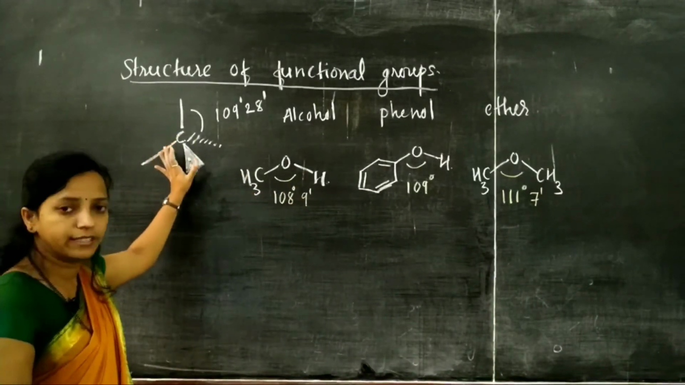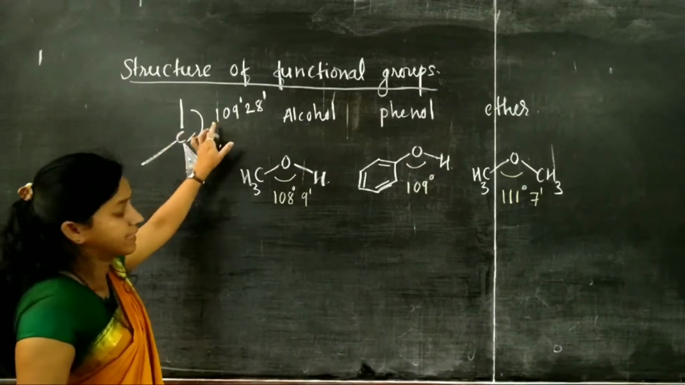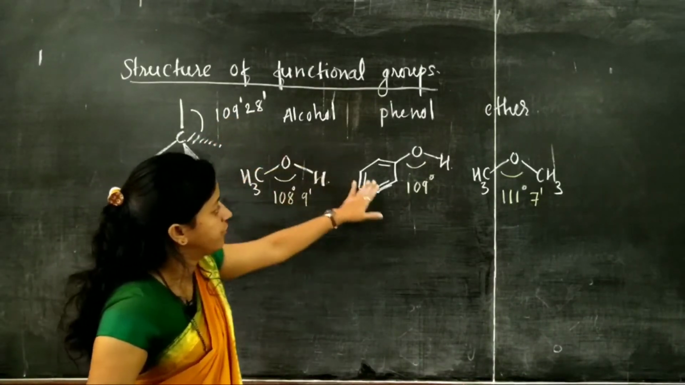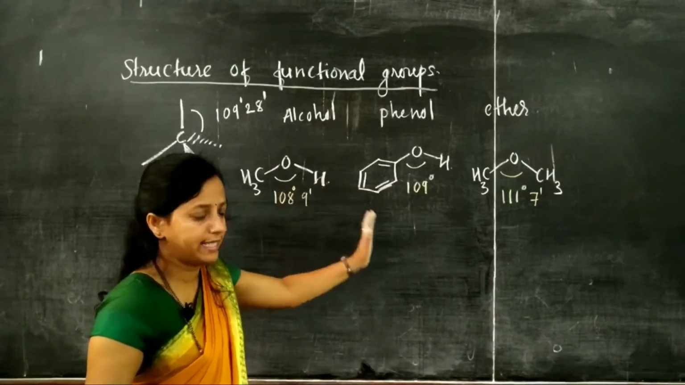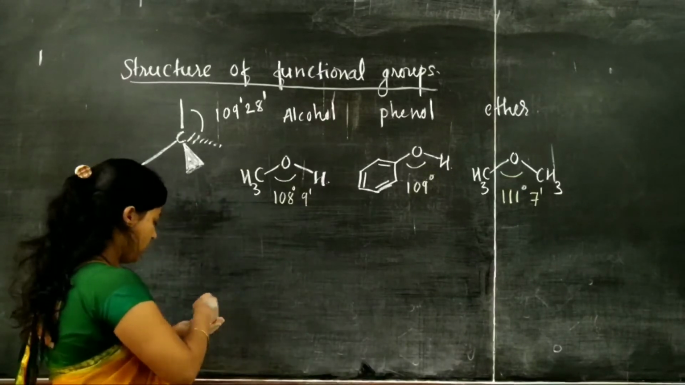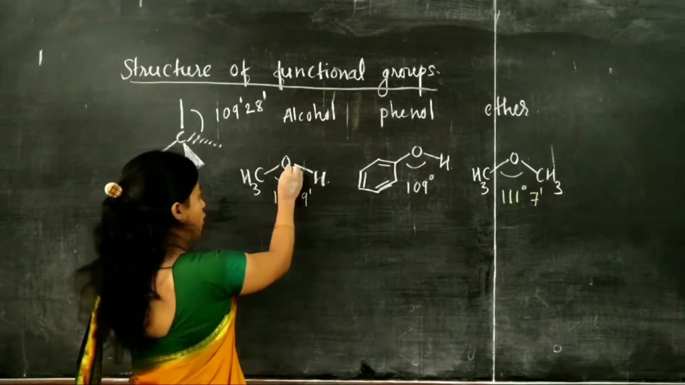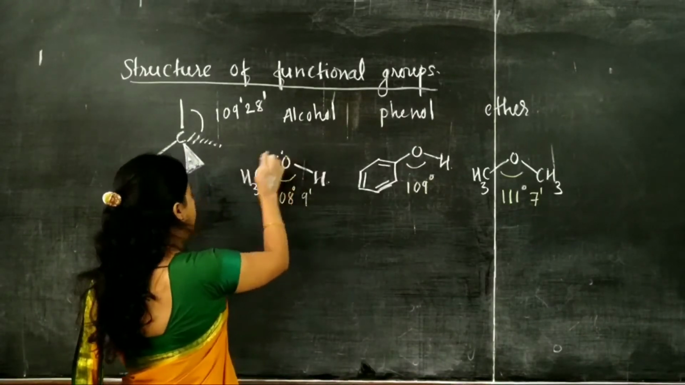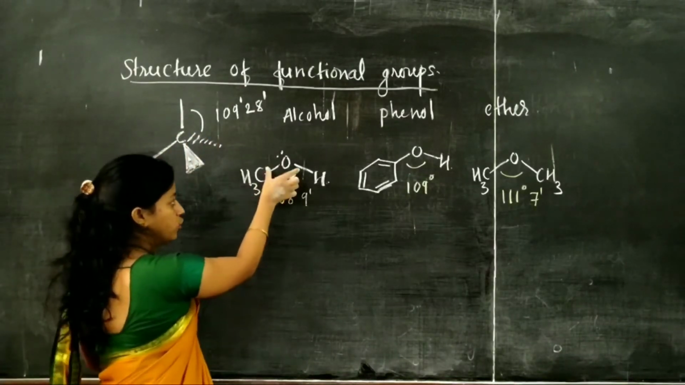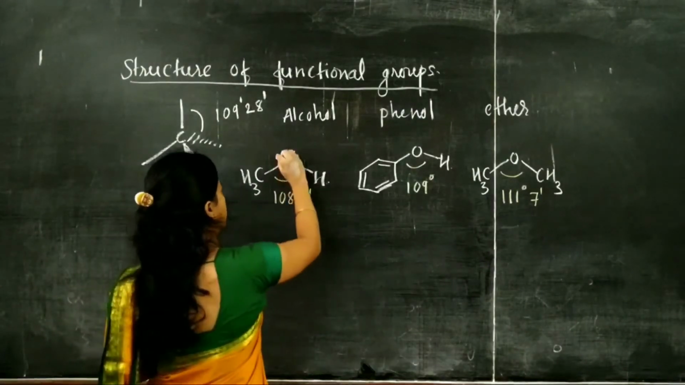Carbon will be in a tetrahedral form, that is tetrahedral geometry, where the tetrahedral angle is 109 degree 28 minutes. In case of alcohol, phenol and ether, all these three examples have tetrahedral geometry, meaning they have 4 hybrid orbitals at the four corners of this oxygen. But here, in case of carbon, all 4 hybrid orbitals are bonded pairs, but here there are 2 bonded pairs and 2 lone pairs. So here these are 2 lone pairs.